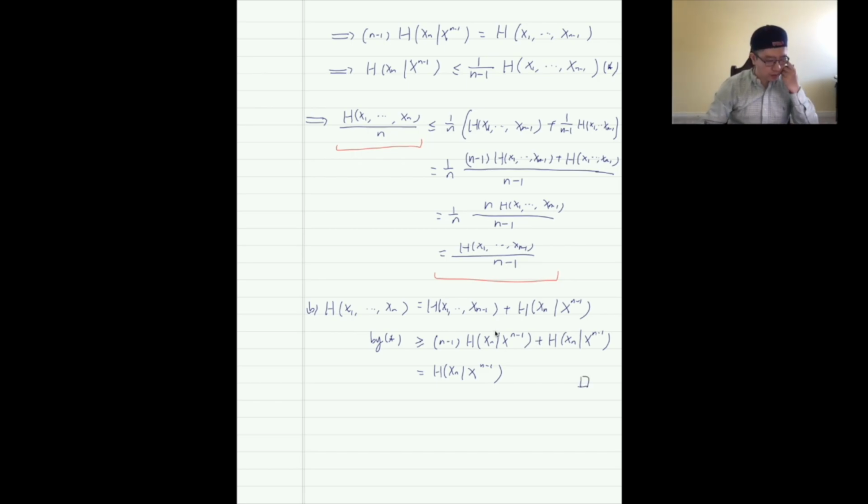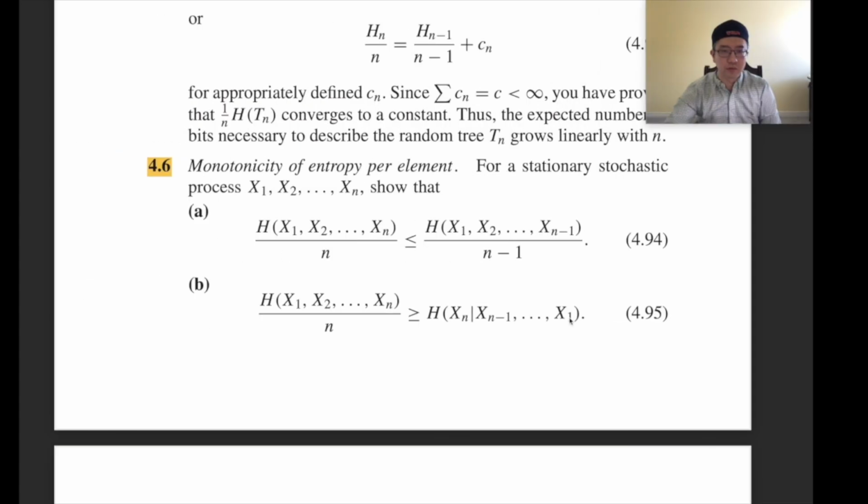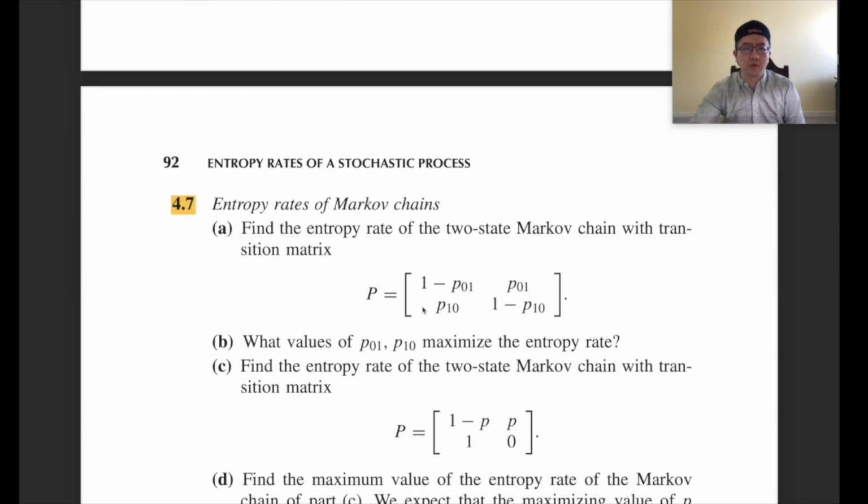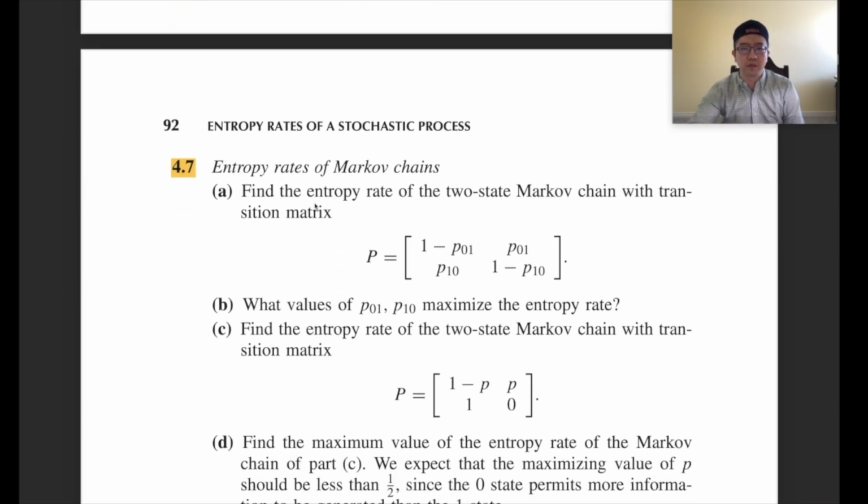Okay, great. Now let's take a look at our next question, which should be problem 4.7. This is just a straightforward computation of the entropy rate for a Markov chain. The first part is to find the entropy rate of the two-state Markov chain with the transition probability like that.